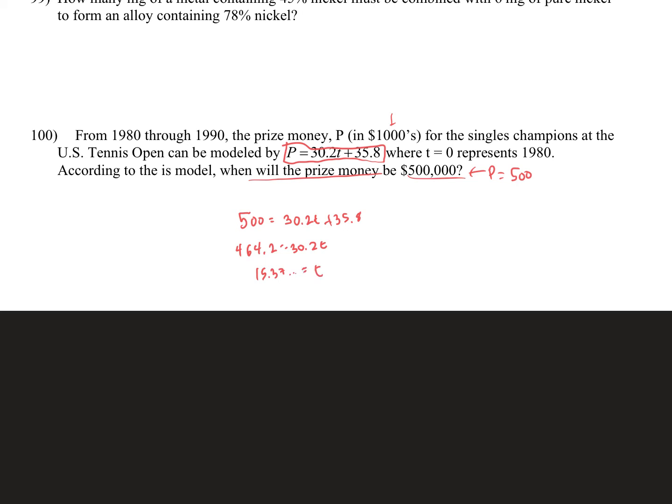Now, the problem was asking when will the prize money be that? Now, the time is 15.37 years, so I'd kind of like to know what year it happens in. And I would actually phrase the question a little differently. I would say, in what year does this occur?